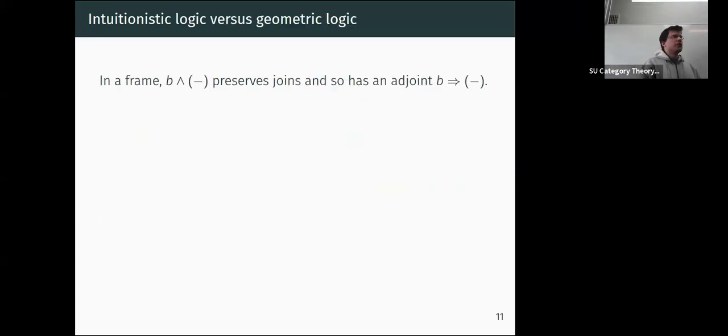Okay. So if we're in a frame, you can take any element B and you can say B meet blank. That's going to be a map from the frame to itself. And because of this distributivity law for frames, it'll preserve joins. So it's a map between complete posets that preserves joins. And so it does have an adjoint, a right adjoint. And so frames are Heyting algebras.